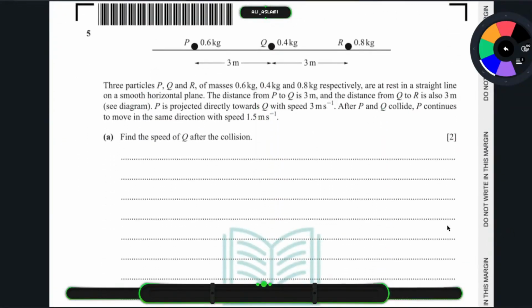Particles P, Q, and R of mass, these are in a straight line on a smooth horizontal plane. The distance between P and Q is 3 meters. The distance between Q and R is also 3 meters, and P is projected directly towards Q with speed 3 meters per second. After P and Q collide, P continues to move in the same direction with speed 1.5 meters per second.